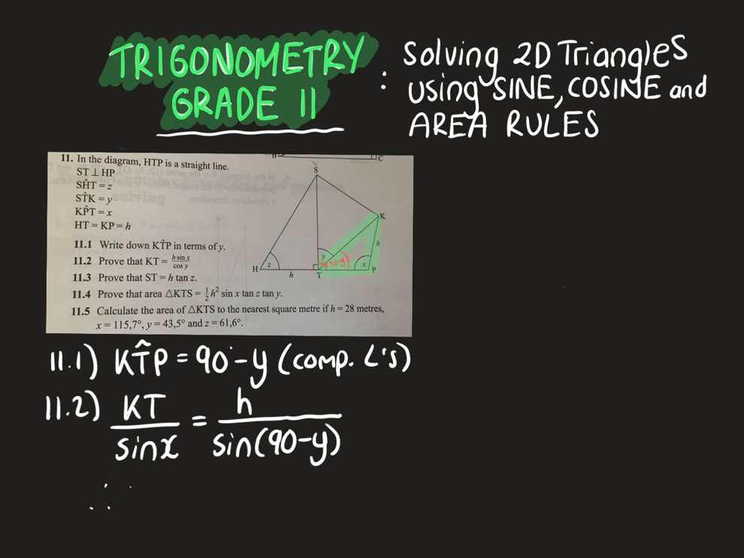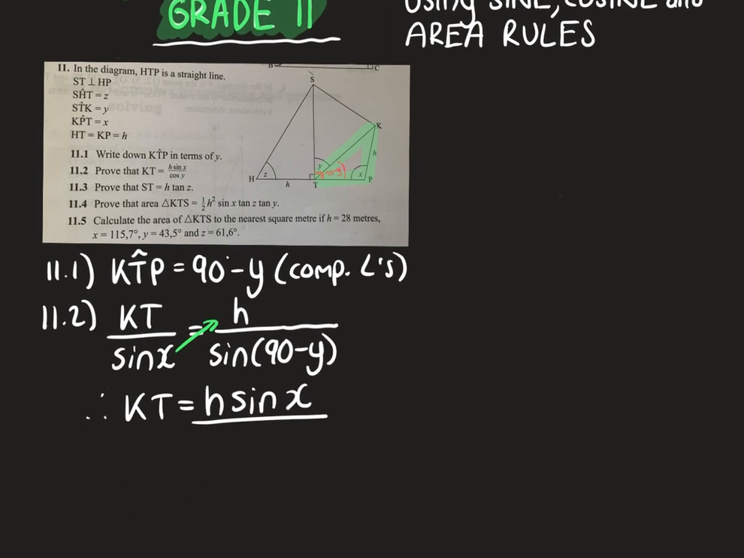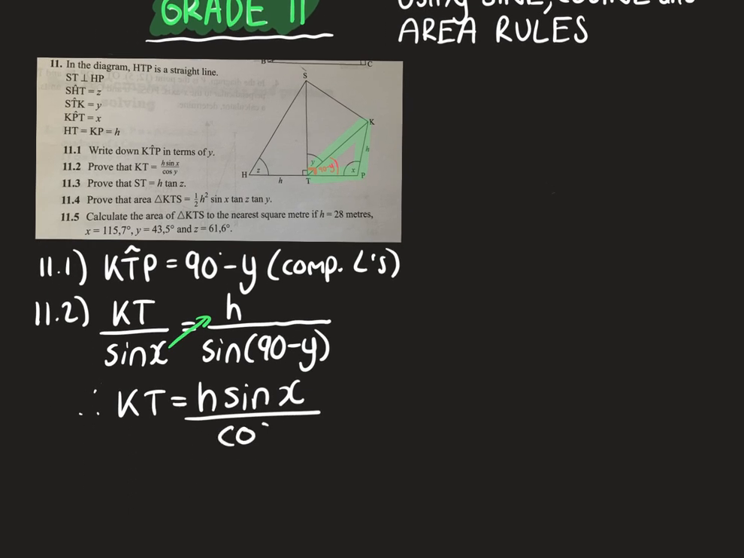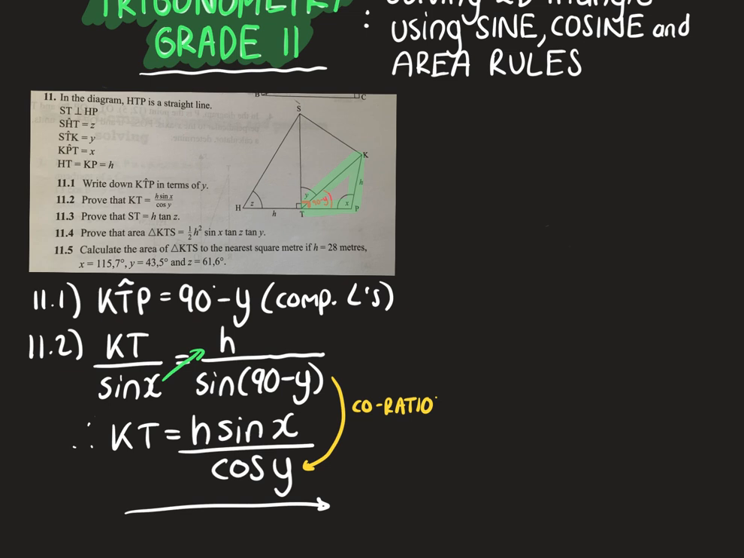So let's make KT the subject of the formula. We bring the sine of X up, and we have H sine of X all over sine of 90 minus Y. What is sine of 90 minus Y, everybody? That is cos Y, isn't it? Co-ratio. So from that to that, co-ratio. We can't forget that. And there we've got the answer that they wanted. Proven. Fantastic.